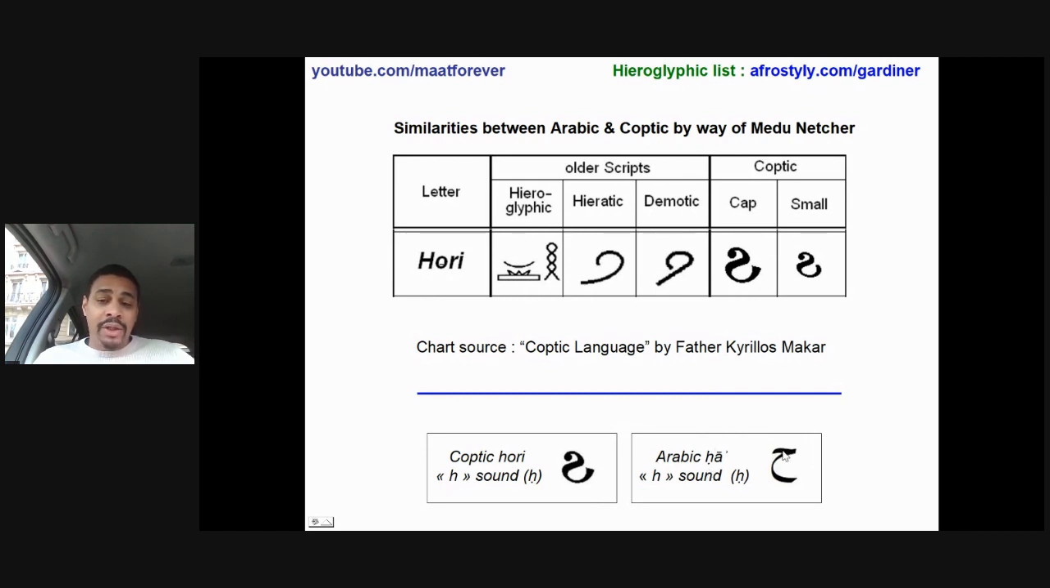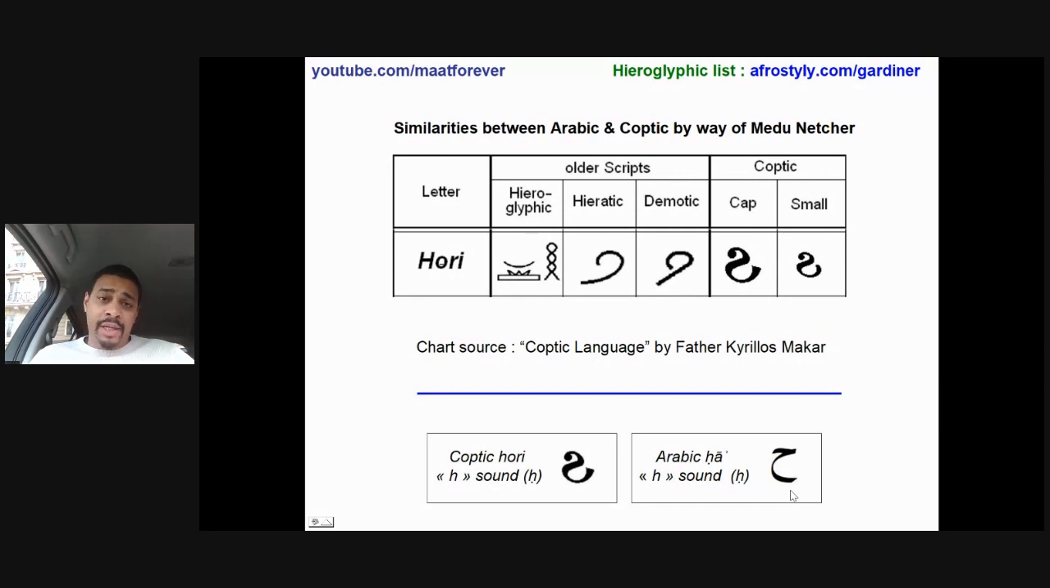If you look at the letters, the Coptic letter and the Arabic letters, they are not, of course, exactly the same. But I think it's fair to say that there is some similarity in the shape of the letter, and the fact that it stands for the same sound, I think is interesting.